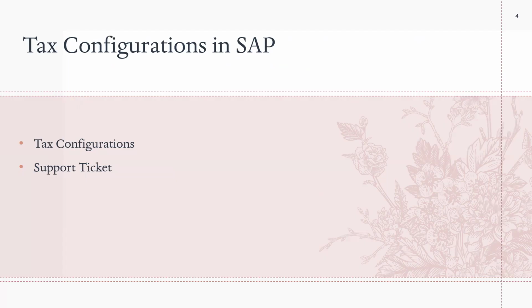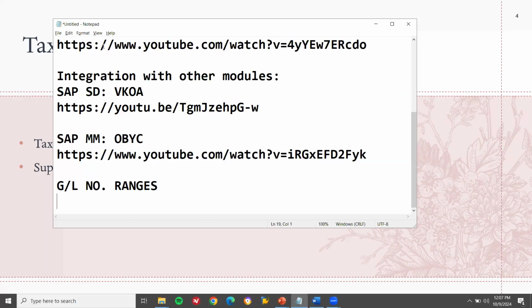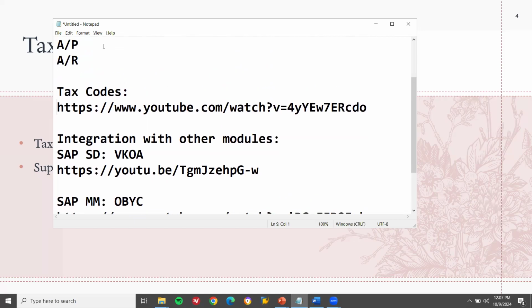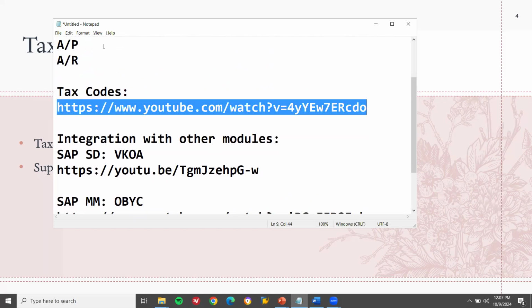Now tax configuration, IGST, CGST. It comes under configurations, implementation as well as support tickets. In support tickets, the percentage of GST is frequently changed, and that needs to be updated in the system. That is tax configuration, and that also I have provided. Check the description below; you will have these tax configurations, IGST, CGST, SGST, everything in the tax codes. So this also you have to specify in your resume.